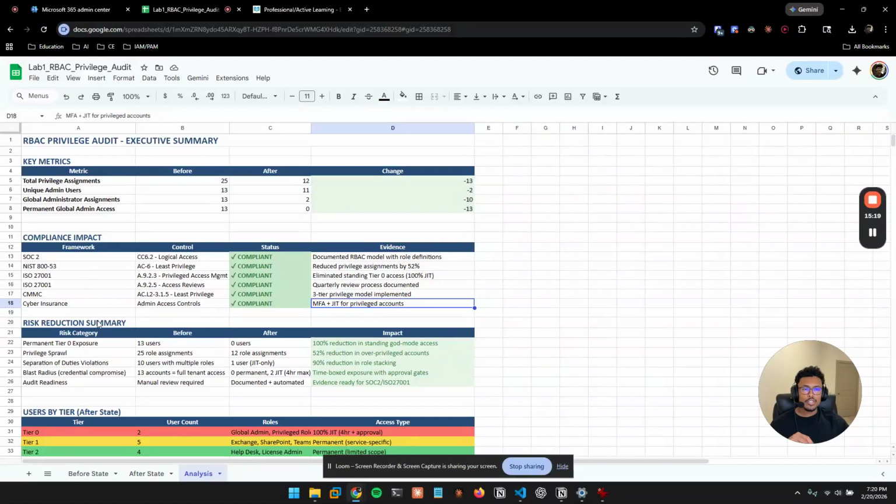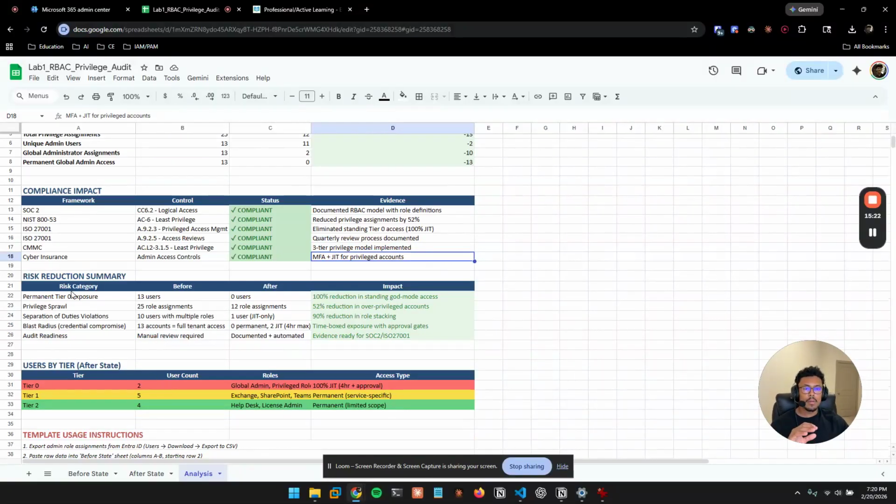And then the risk reduction summary. So obviously the permanent tier 0 exposure, which was the 13, there's 13 global admins, permanent global admins. I reduced that to 0. So that's 100% reduction in standing God mode access. Privilege sprawl. So the number of people who have privileges, the number of assignments was 25, and I was able to narrow that down to 12, which is a 52% reduction in overprivileged accounts, right? There should have not been 13 global admin accounts.